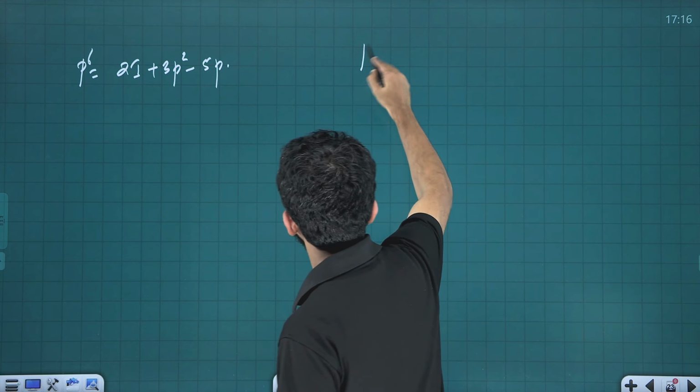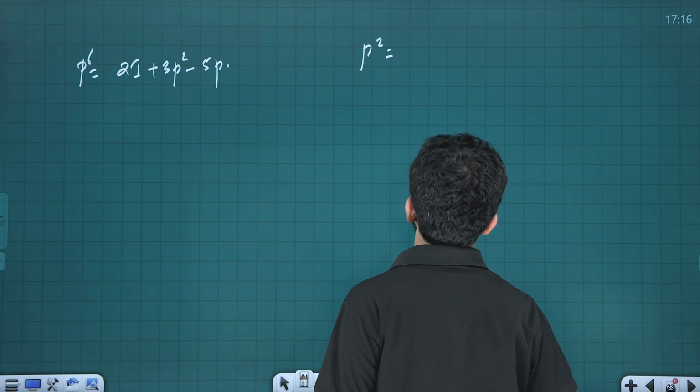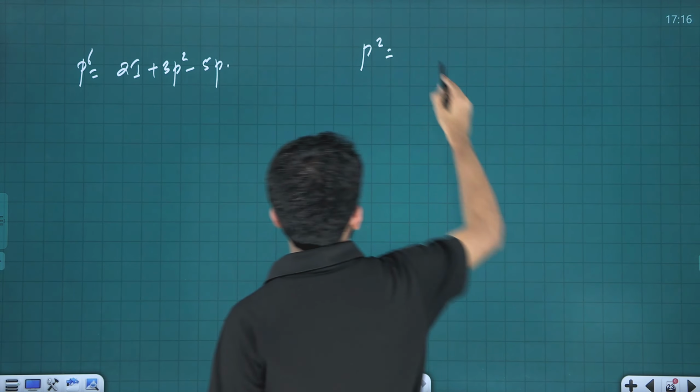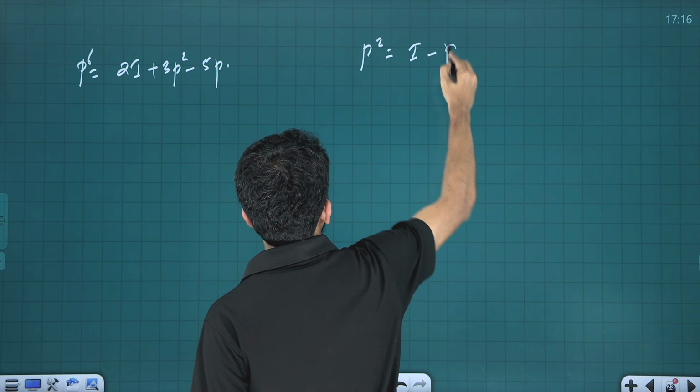Okay, what was p square again? P square is equal to I minus p, right? Just substitute that value here. Therefore, p raised to 6 is equal to 2i plus 3 into I minus p minus 5p. Okay, so p raised to 6 is equal to 2i plus 3i is 5i, minus 3p, yes, minus 8p, right?